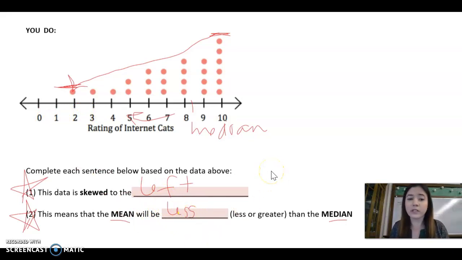So first things first, again, figure out what direction it's skewed, left skewed or right skewed. And then when it comes to figuring out if the mean is less than or greater than, remember, whatever way the skew is, that's the way the mean gets pulled. Again, the mean is weak, so it's going to get pulled with the skew, where the median stays the same.